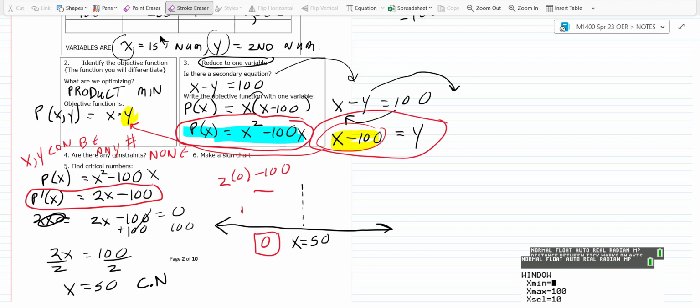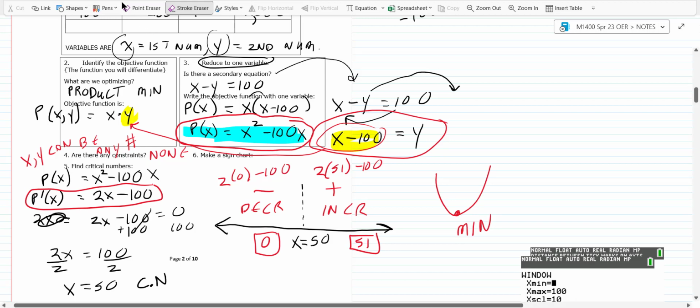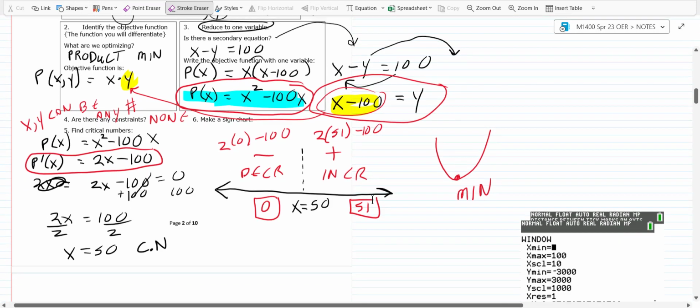Decrease. Okay, good. Now we're going to take a test point bigger than 50, like 51, and then we plug 51 into the derivative. So we do 2 times 51 minus 100, and that will give a positive, so that tells me we increase. Okay, so based on that sign chart, is 50 a minimum? If the graph decreases, then increases, is that a minimum? Yeah. So the sign chart proves that that's a minimum. So 50 is going to end up being the minimum on that.